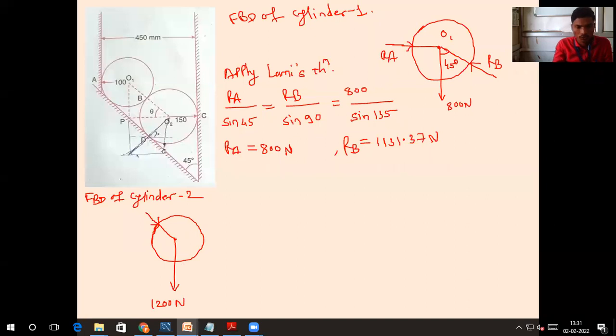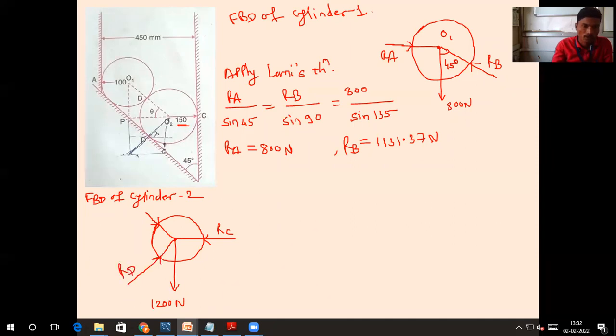There will be one horizontal reaction as well. What is that? RC, no? This 150 arrow is a dimension, don't confuse it with anything else. It is showing distance. That arrow. RC, and one more reaction will be there, no? Which is that? RD.